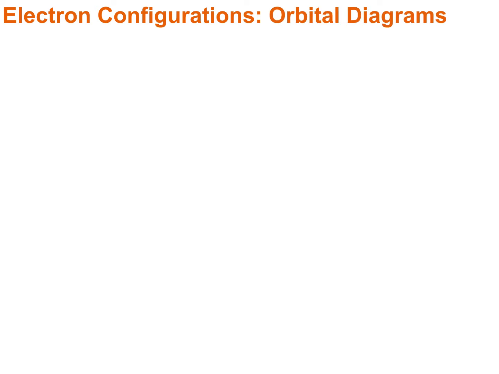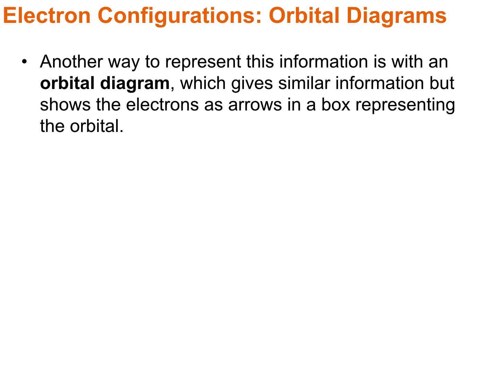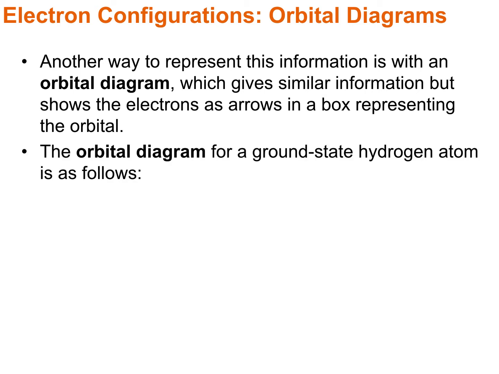We can also express the same information in a different way. These are called orbital diagrams. The only difference between an orbital diagram and an electron configuration is how the information is presented. An orbital diagram for a hydrogen atom would just be like this. You would write 1s under a box, so that box represents the 1s orbital, and then you have an arrow pointing up, indicating that there is one electron in the 1s orbital.